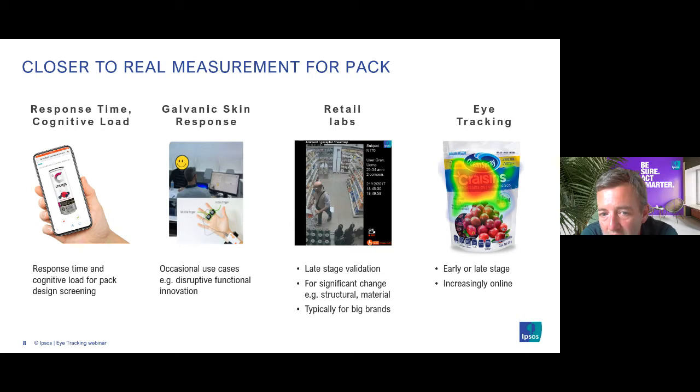We use galvanic skin response on occasion in PAC when something is really significantly different from a functionality perspective, or for example when a very new material is being used in a different category. Occasionally that can warrant the use of a technique which measures electrical conductivity on skin in order to gauge whether there's an emotional response to stimulus. So this on occasion has application.